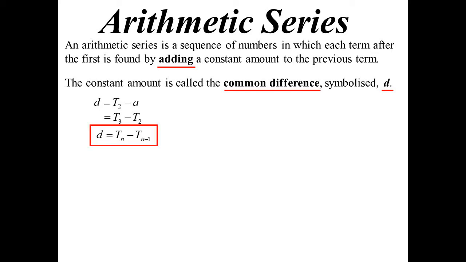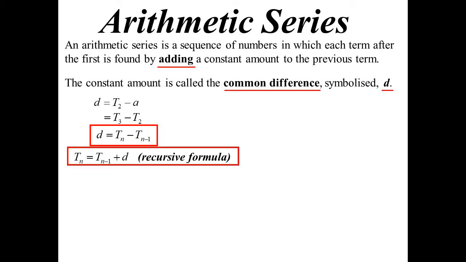In fact, I don't really need consecutive terms, because I could have, for example, the 7th term and the 10th term, and I know there'd be 3 differences in between them. So the recursive formula for that would be, term n is the previous term plus the difference. It really is just a rearrangement of that difference formula. So that's the recursive formula for arithmetic.